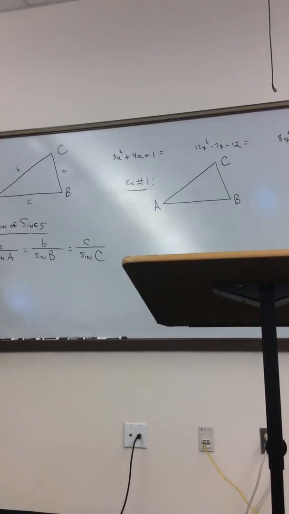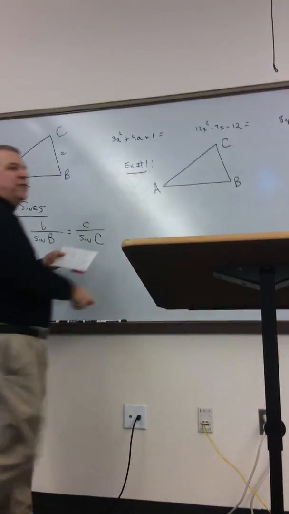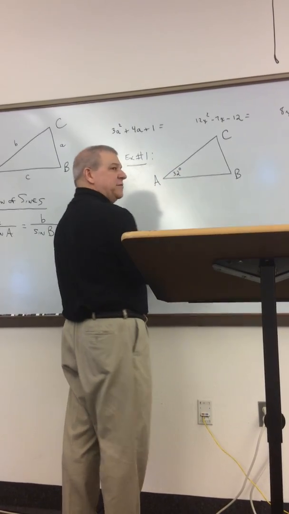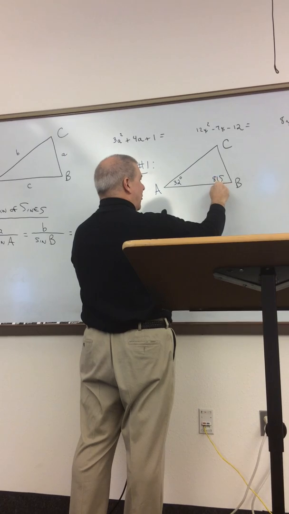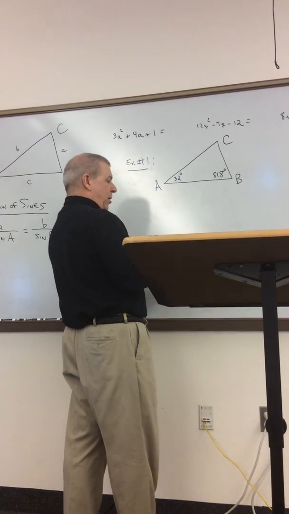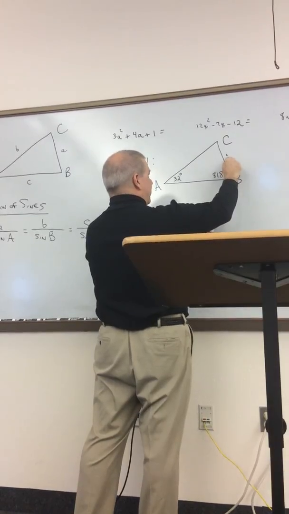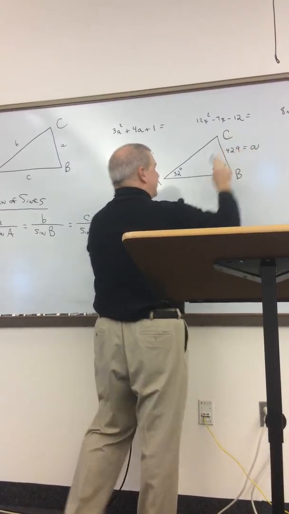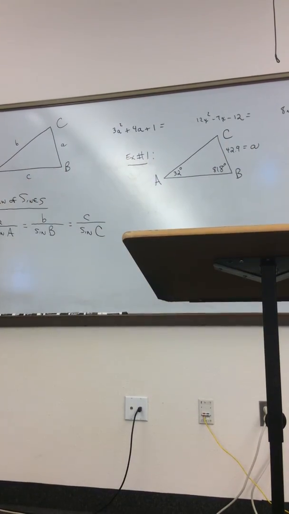What's case 1? Ethan. One side and 2 angles. All right, I'm going to give you 2 angles. I'm going to say angle A is 32 degrees. Mark that. I'm going to say angle B is 81.8 degrees. Mark that. And I'm going to say side A is 42.9. That's side A, because it's opposite angle A. You see that? So there's the 3 parts.